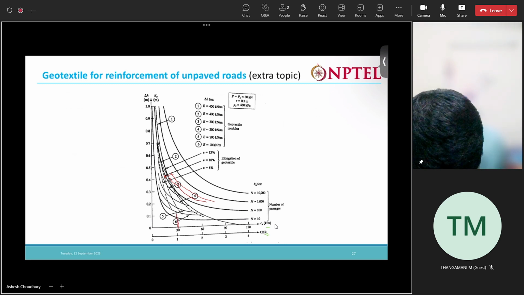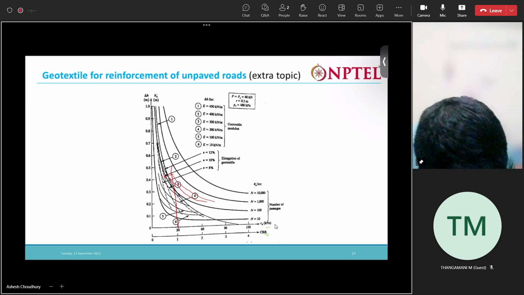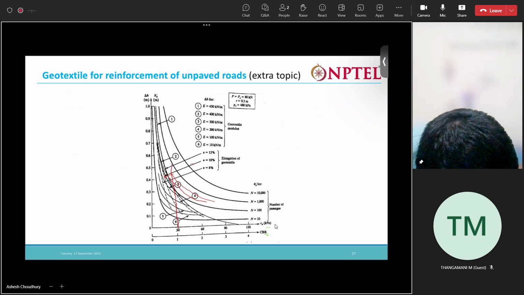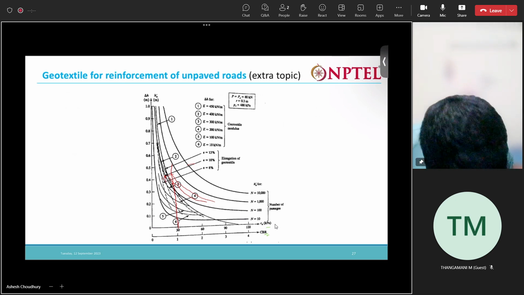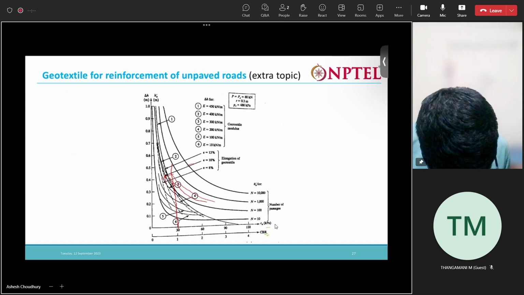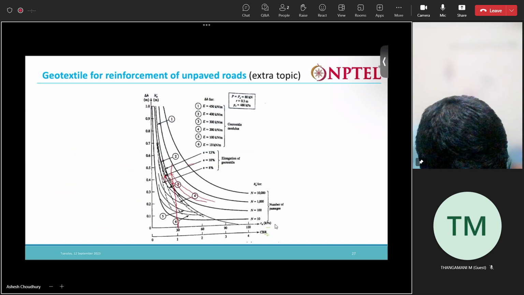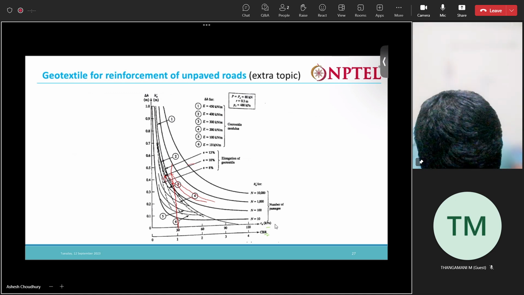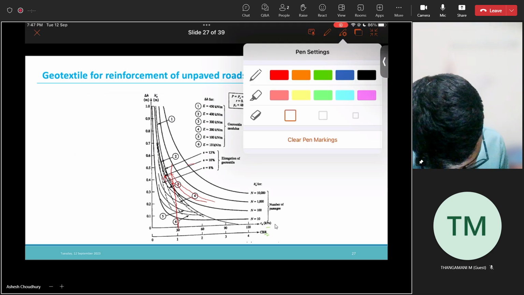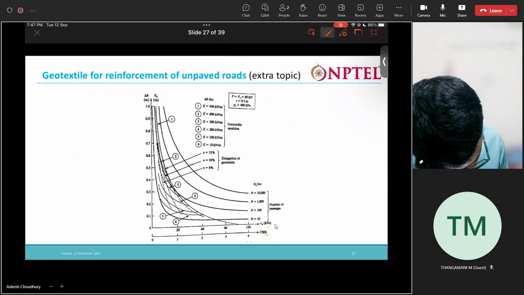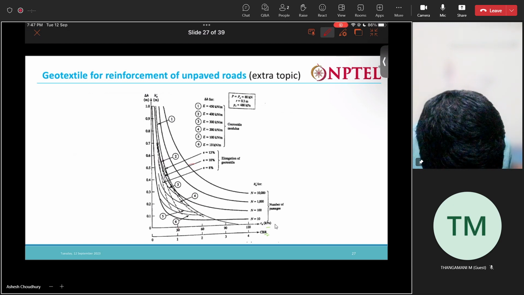Say at least let me draw this straight line. So approximately you can see, what was our E? 95. This H naught. First let us see this H naught value.